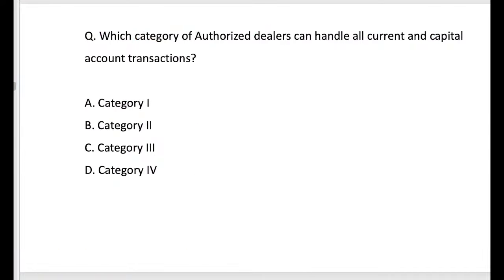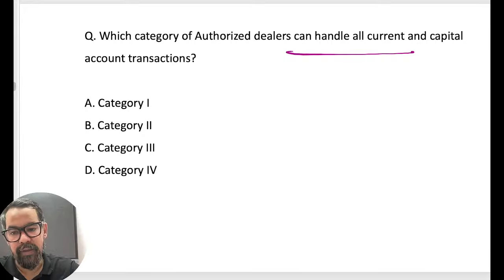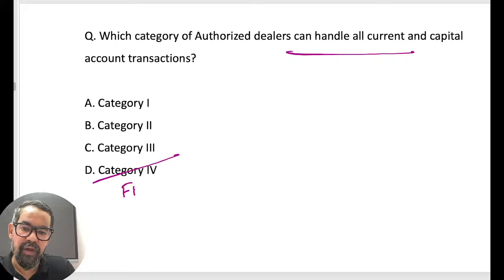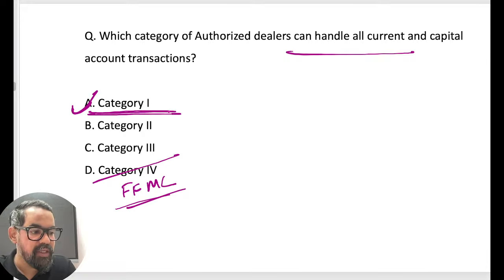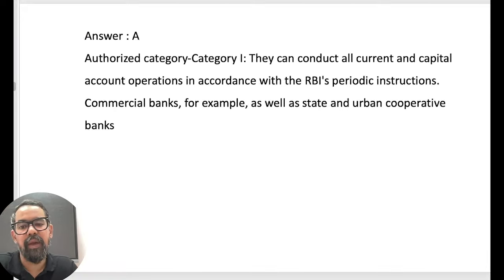Next one, which category of authorized dealers can handle all current and capital account transactions? So when it comes to authorized dealers, we have 3 categories: category 1, category 2, category 3. There is nothing called category 4. Usually we have FFMC. ठीक है. Full-fledged money changers. So out of all these, category 1 has maximum rights. ठीक है. They can access all capital and current account transactions.